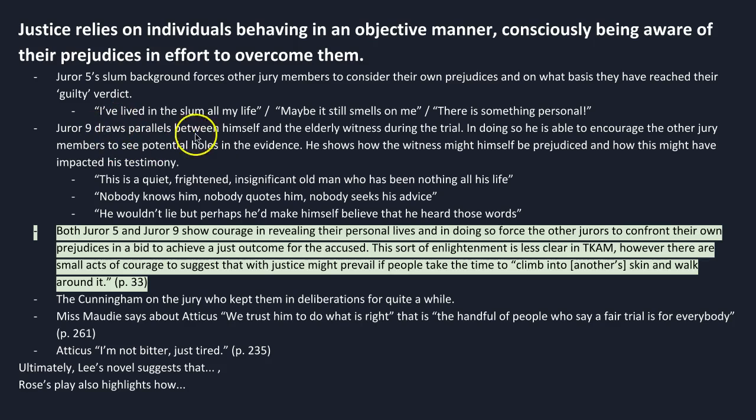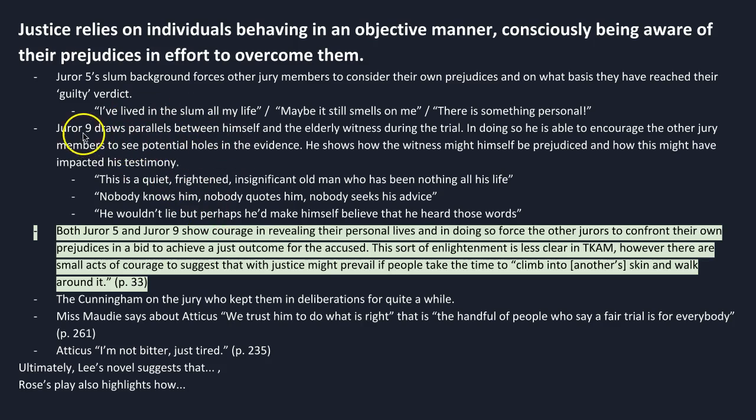Juror 9 also draws parallels between himself and the elderly witness that's on trial, and he talks about how this man was "quiet, frightened, insignificant. Nobody knows him, nobody quotes him, nobody seeks his advice." And by doing this, juror 9 is setting up the jurors and the audience of Rose's play to think about whether this gentleman's testimony, the old man that was on the witness stand, is based on prejudice himself, and whether he's just doing it not to lie, because that's not what he thinks he's doing, but perhaps he believes those words because he just wants to be seen as somebody who's important.